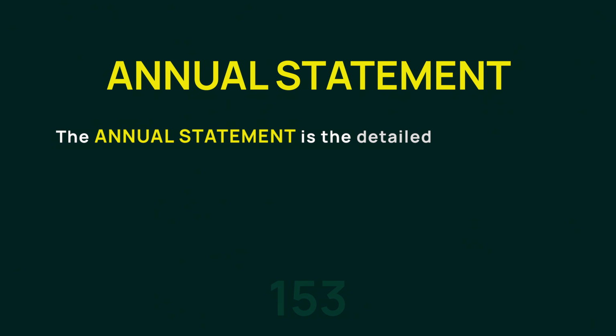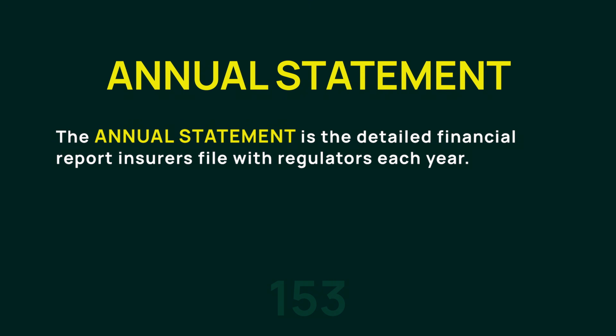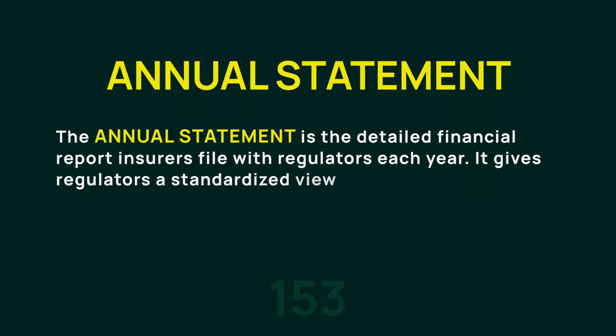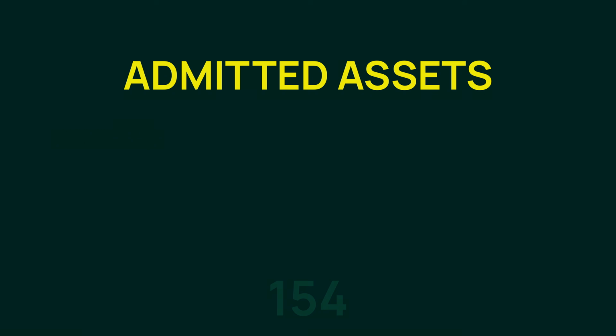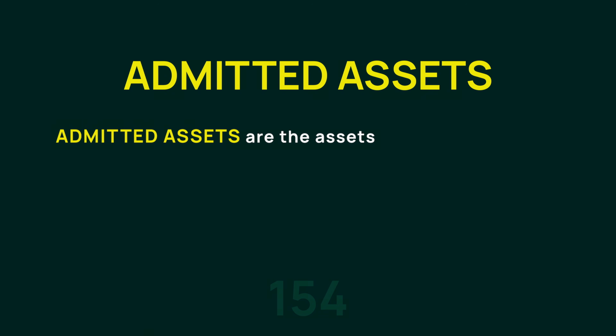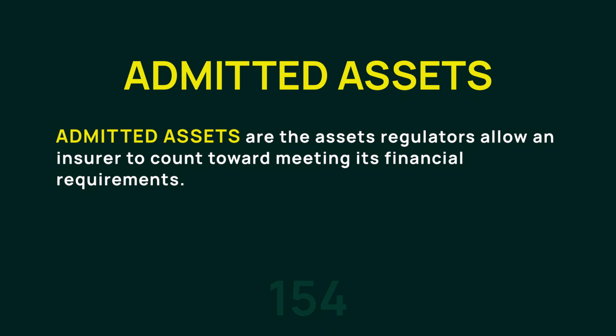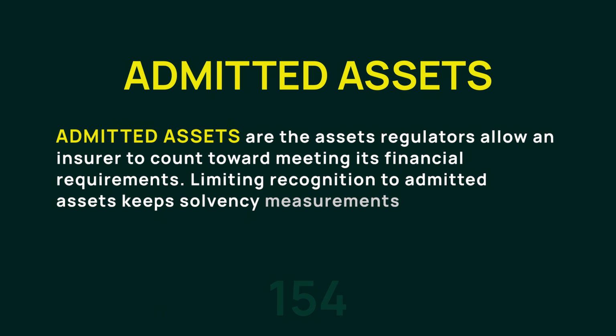Annual statement. The annual statement is the detailed financial report insurers file with regulators each year. It gives regulators a standardized view of an insurer's finances to monitor ongoing solvency. Admitted assets. Admitted assets are the assets regulators allow an insurer to count toward meeting its financial requirements. Limiting recognition to admitted assets keeps solvency measurements conservative and reliable.